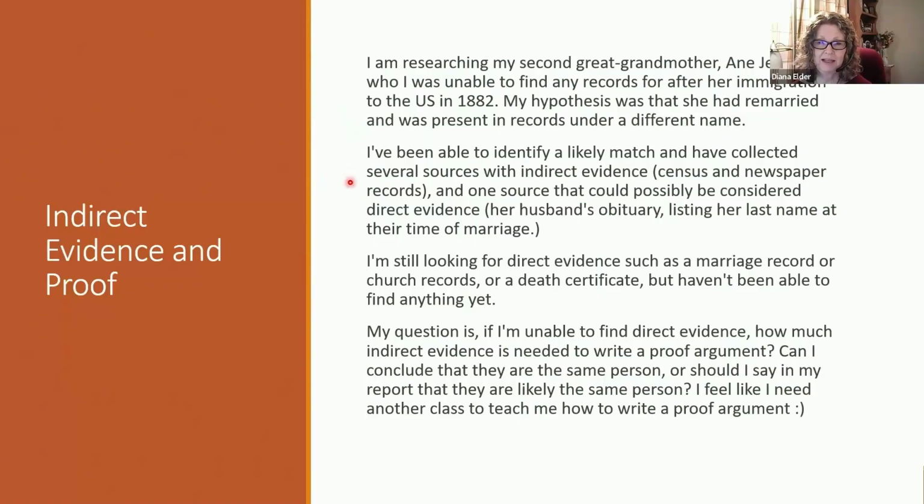I've been able to identify a likely match and have collected several sources with indirect evidence, census and newspaper records, and one source that could possibly be considered direct evidence, her husband's obituary, listing her last name at the time of marriage. Still looking for direct evidence such as a marriage record or church records or a death certificate, but haven't been able to find anything yet. My question is, if I'm unable to find direct evidence, how much indirect evidence is needed to write a proof argument? Can I conclude they're the same person, or should I say in my report they're likely the same person? I feel like I need another class to teach me how to write a proof argument.